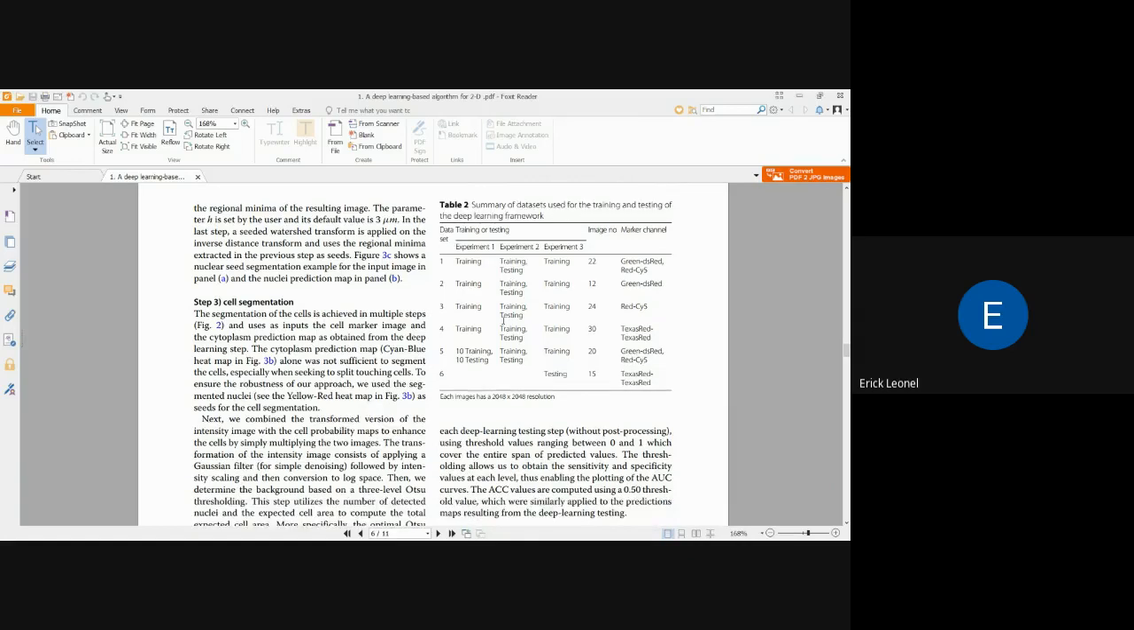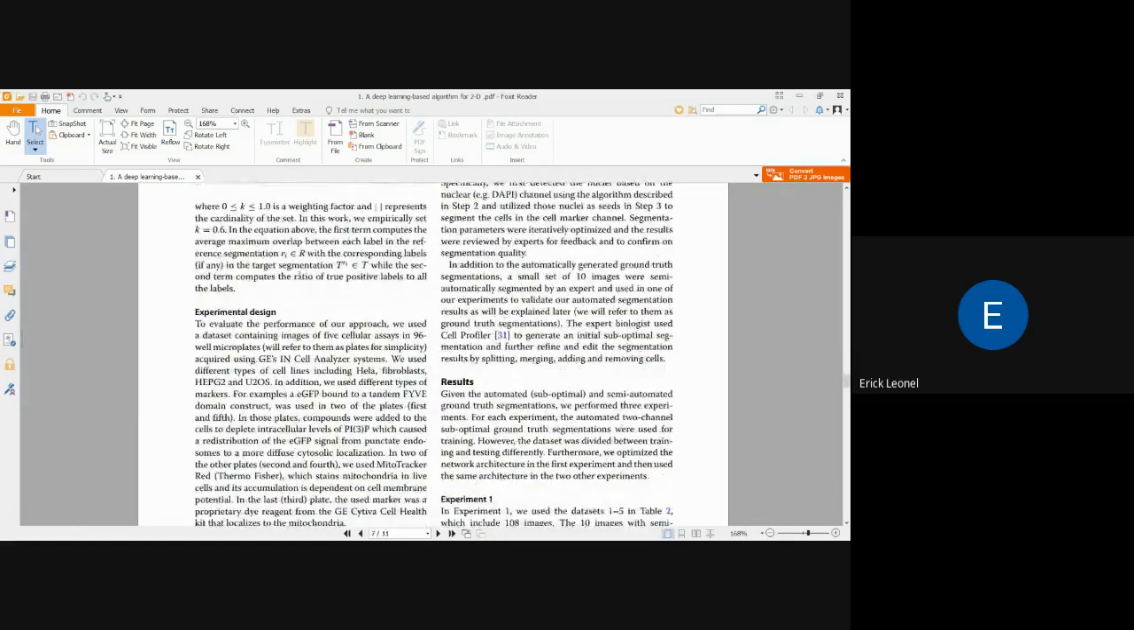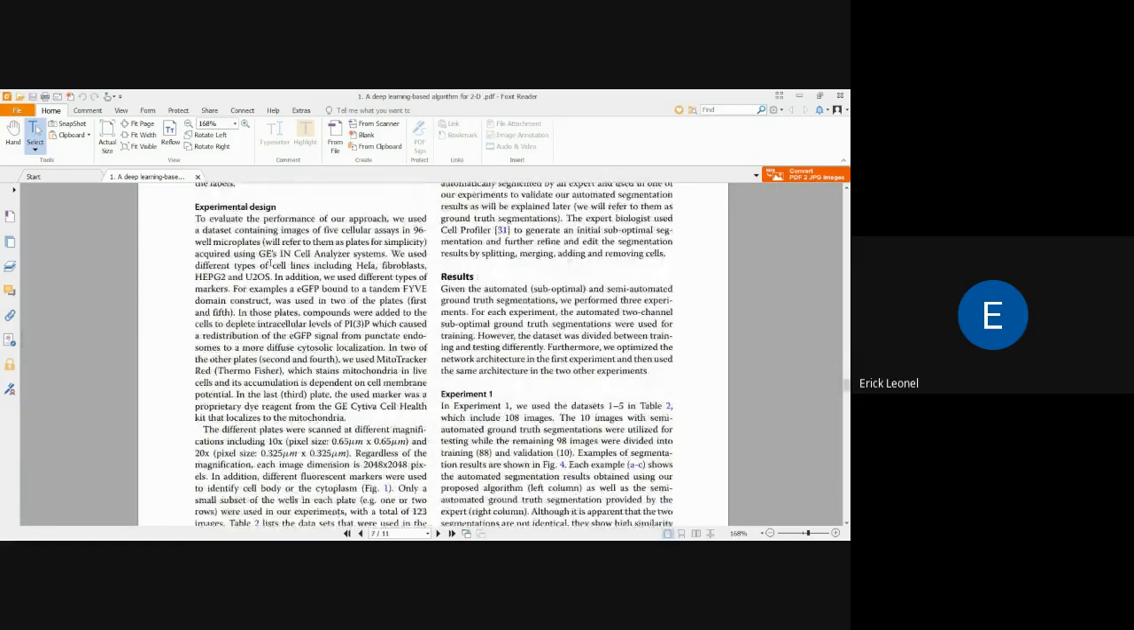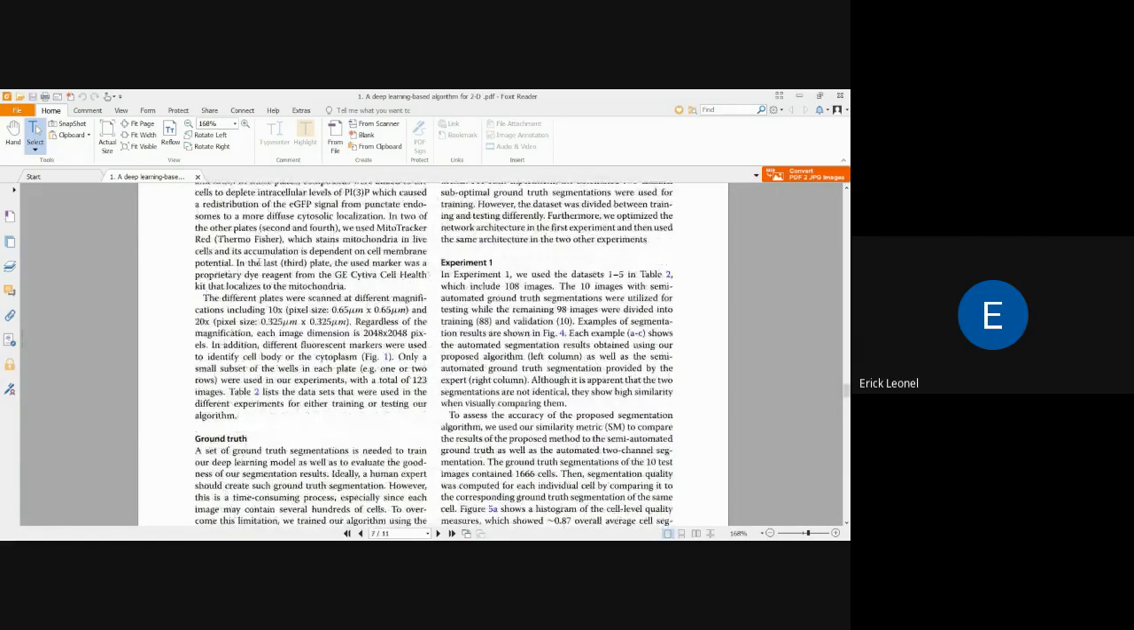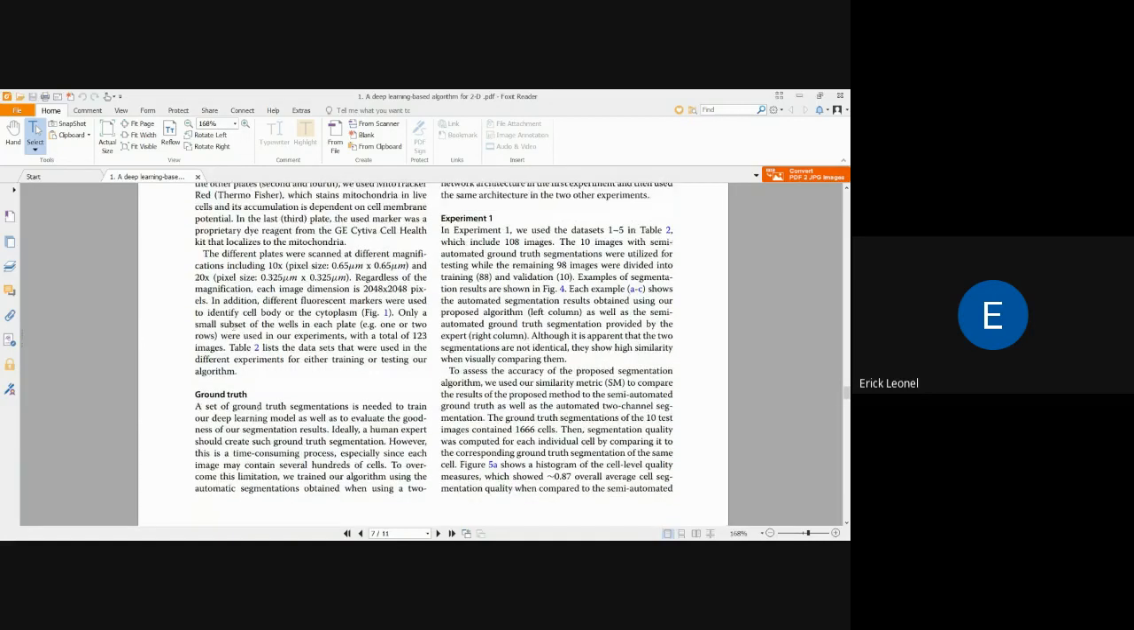Now we're going to talk about the experimental design. It was a dataset of 5 cellular sizes, as well as different types of cell lines and fluorescent markers to identify the cell body, or the cytoplasm. At the same time, a set of ground-truth segmentation was necessary to train the deep learning model, as well as to evaluate the goodness of the segmentation result.